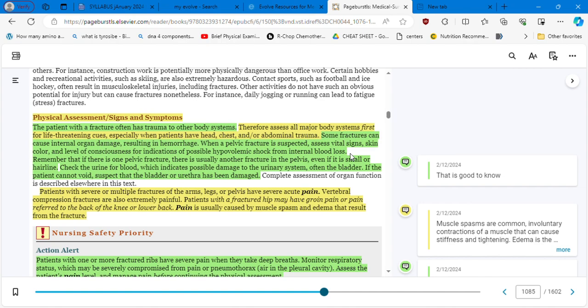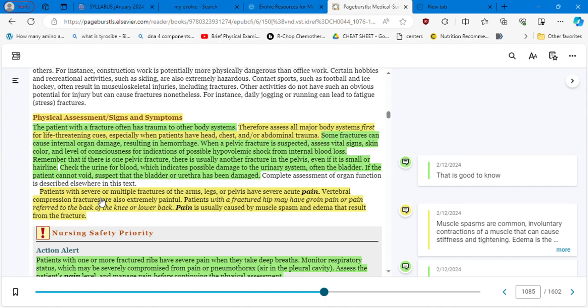The level of consciousness also is going to be affected depending on the nerves that are going to be affected in that area. Remember that where there is one pelvic fracture, there is usually another fracture in the pelvis. Yes, because it's a round structure, as I explained before, even if it is small or hairline. Check the urine for blood, which indicates possible damage to the urinary system, often the bladder. Yes, the bladder is related to the pelvic cavity.